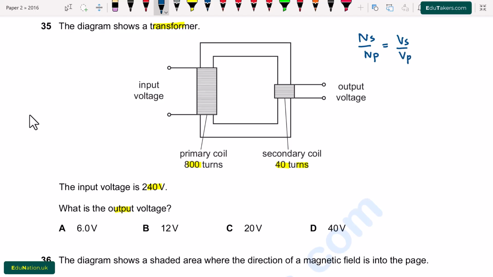We have to find out the value of Vs. It will be equal to Ns over Np multiplied by Vp. Now I am going to put values here. Number of turns of the secondary coil is 40 divided by number of turns on the primary coil, which is 800, multiplied by the input voltage, 240. So Vs will be equal to 12 volt. Now we see the options. Option A 6.0 volt, B 12 volt. So option B is correct.